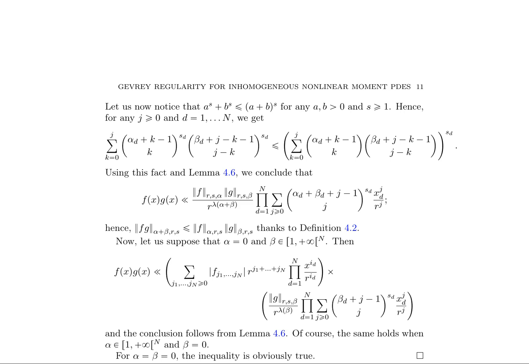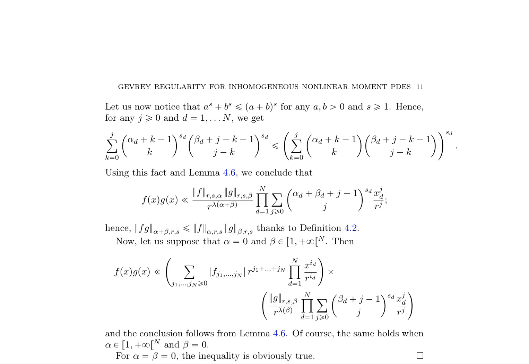In the context of inhomogeneous nonlinear moment partial differential equations, this research delves into the properties of modified Nagumo norms and their relationship with Gevrey regularity. The first result, proposition 4.7, establishes that for all alpha, beta in the interval [1, infinity), and s in R^n, the modified Nagumo norms satisfy the inequality ||fg||_{alpha+beta,r,s} is less than or equal to r lambda_beta ||f||_{alpha,r,s} ||g||_{beta,r,s}. This proposition is essential for understanding how these norms interact with each other under different parameters.